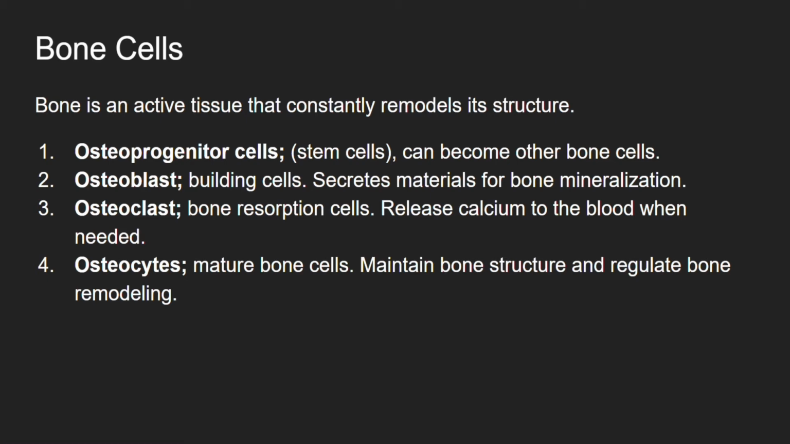These include osteoprogenitor cells. These are stem cells that can become other bone cells. Osteoblasts are building cells that secrete material for the mineralization of bone. Osteoclasts are bone resorption cells. They break down bone and release calcium, which can be absorbed by the body when needed. And osteocytes are mature bone cells. They maintain the structure of bone and regulate bone remodeling.